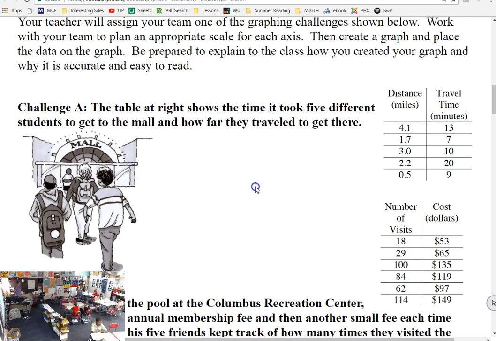Now you do not have to fit any predictions or anything like that. You're just trying to model the data they gave you.